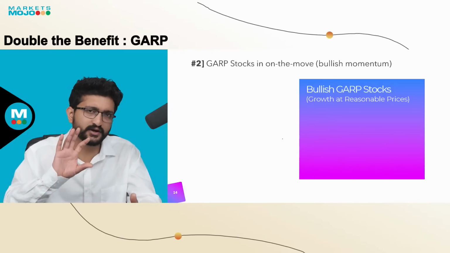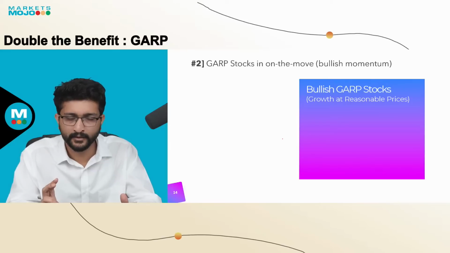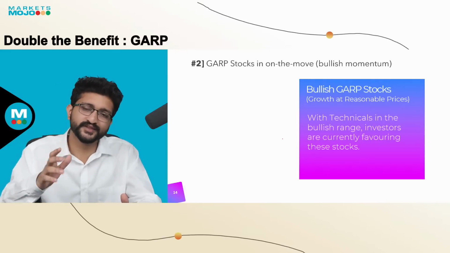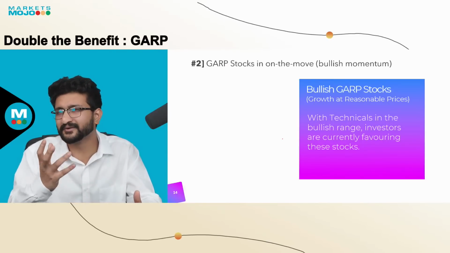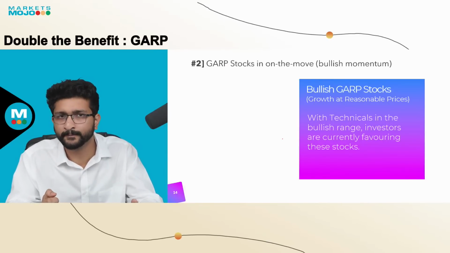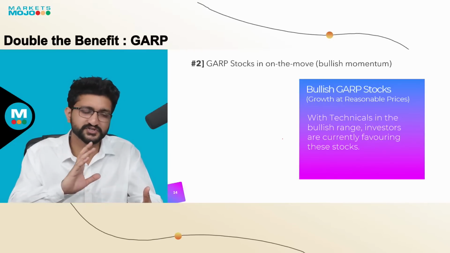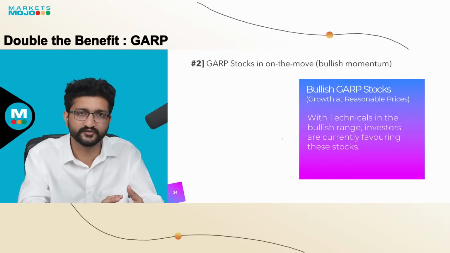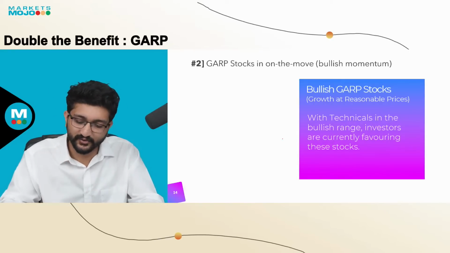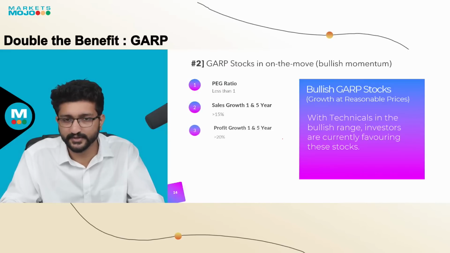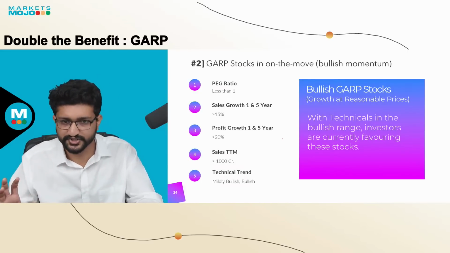I've just taken the GARP model and I've added the technical indicators. The reason for that, I'm looking at GARP stocks where the technical is in the bullish range. And when the technicals are in the bullish range, we get some idea that the market now wants these stocks. What happens is that sometimes we make very good screeners. We identify very good stocks, but the market actually does not reward them. So here I'm adding one simple filter, which is technicals. It's nothing much. Here you can see I've added a technical filter of mildly bullish and the bullish trend.